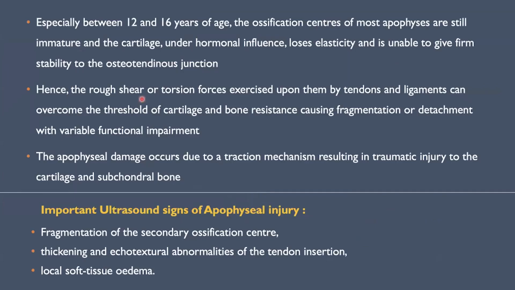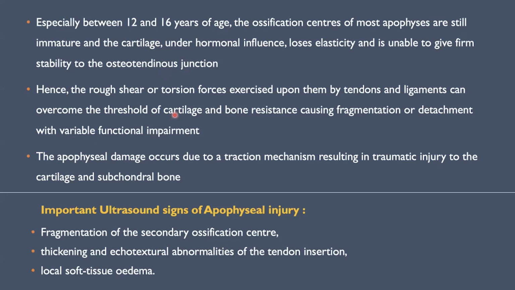Especially in the adolescent age group, that is between 12 and 16 years of age, the ossification centers of most apophyses are immature. And because the cartilage is constantly under hormonal influence, it loses elasticity and there is a decrease in the strength and stability of the osteotendinous junction. So if there are any abnormal forces exercised upon them, in adults, the injury occurs more at the myotendinous junctions of the muscles.